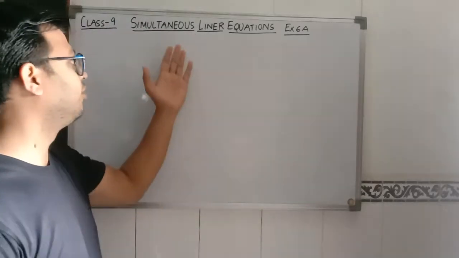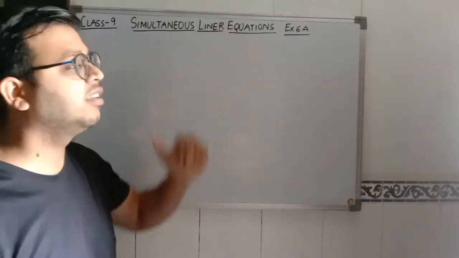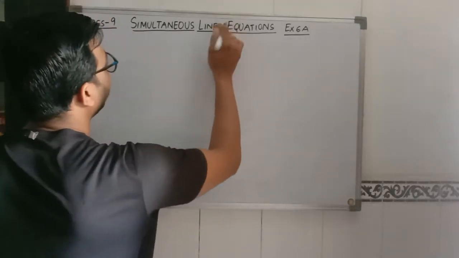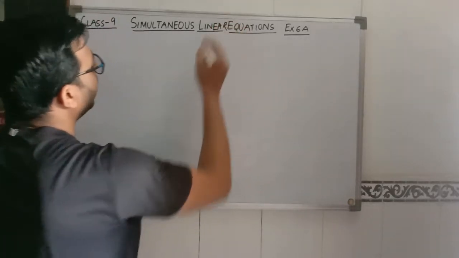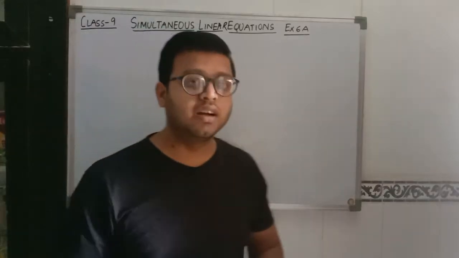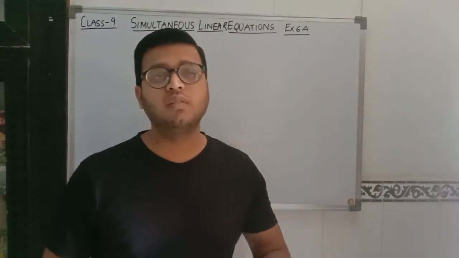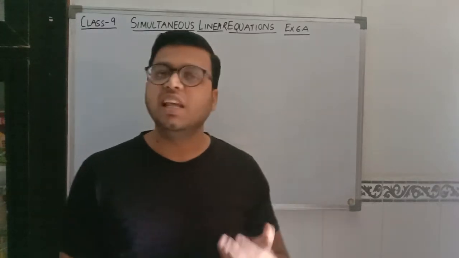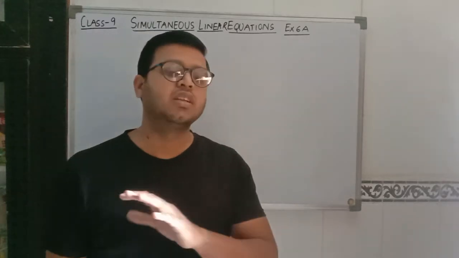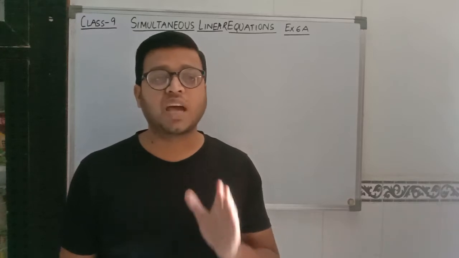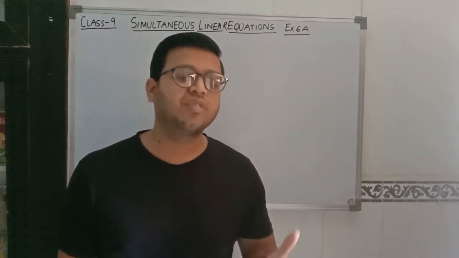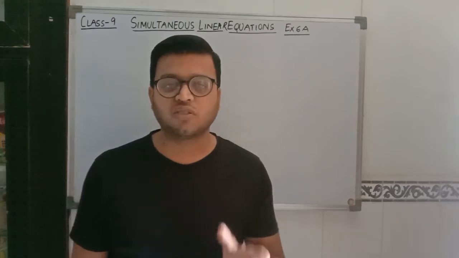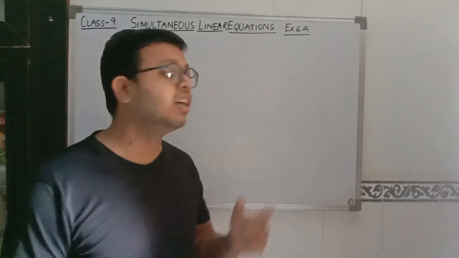Today I am with you with a new topic, simultaneous linear equations with exercise 6a. In today's exercise we learned about how to solve simultaneous linear equations. Basically, linear equation you know very well: the equation in which the maximum power is 1, or we can say the degree of an equation or an expression is 1, then it is called linear.